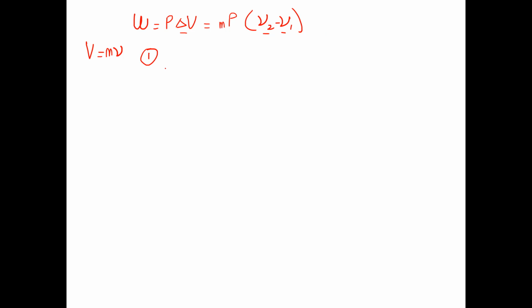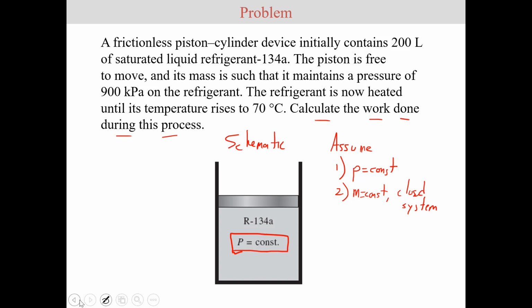State 1, this is a refrigerant. I need two properties at any state to get all the other properties. Specific volume is a property. For state 1, I know that I have one property given, and that is pressure of 900 kilopascals. Do I know another property? I don't know. Let me go back and read the problem.